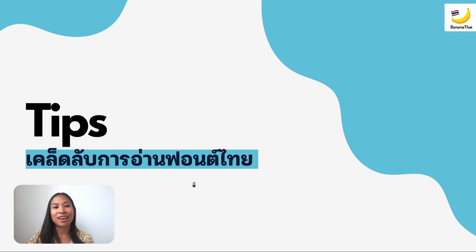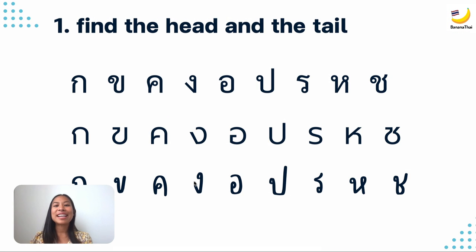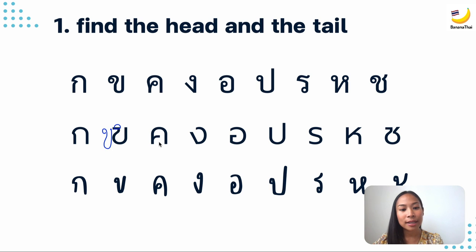The tips to read Thai fonts. First, find a head and tail. This one, well, there is no head and tail, okay? This one, ka, head is here. Kho kai, no? Head here. Kho kai. This one, next one, the head is here. What is it? Kokwai, like a buffalo, butt and tail. Next one, ka. The head is here. And with the tail up, ngongu.